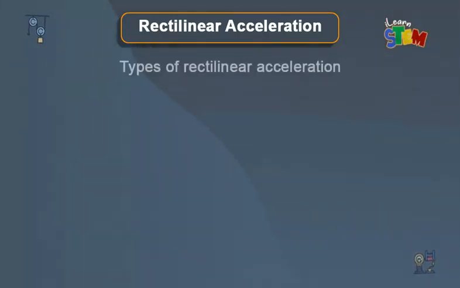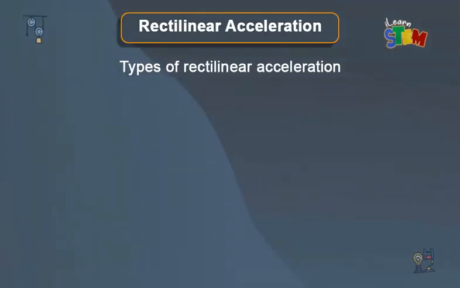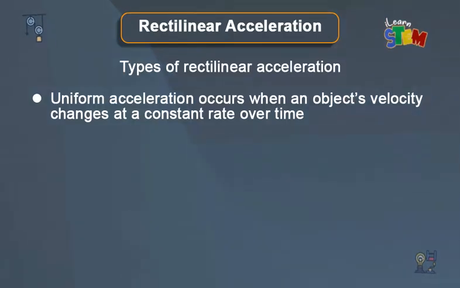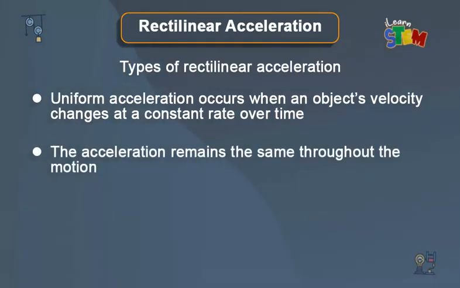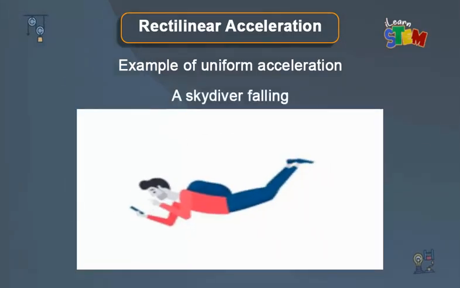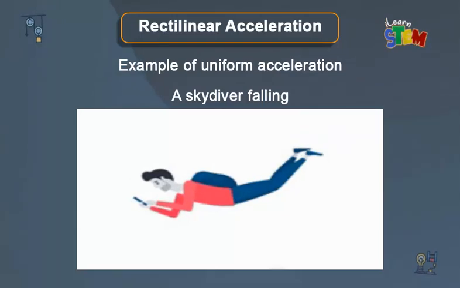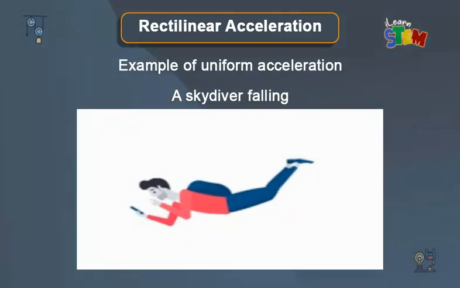There are several types of rectilinear acceleration, such as uniform acceleration and non-uniform acceleration. Uniform acceleration occurs when an object's velocity changes at a constant rate over time. In other words, the acceleration remains the same throughout the motion. An example of uniform acceleration is when a skydiver jumps out of a plane, the skydiver falls or accelerates at a constant rate due to the gravitational force of the Earth.